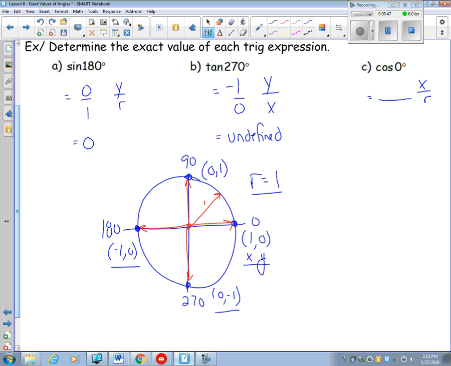And if you tried cos of 0, that's x over r. So for our answer, 0, we already looked at the first one here. X is 1, and r is 1. And 1 divided by 1 is 1. Okay, and that's how you can find the exact value of anything that deals with 30s, 45s, 60s, including the special ones that land on the axes.